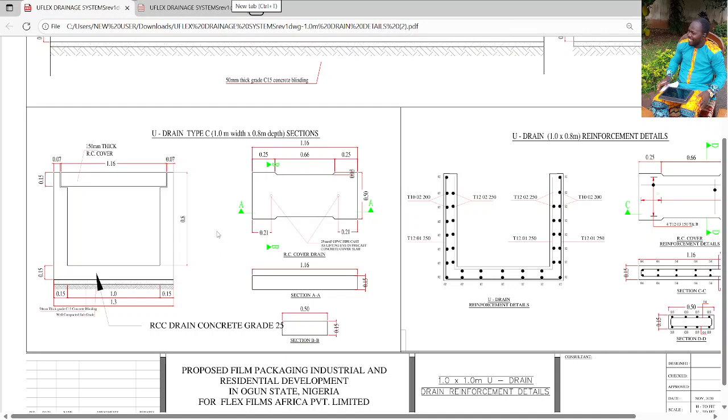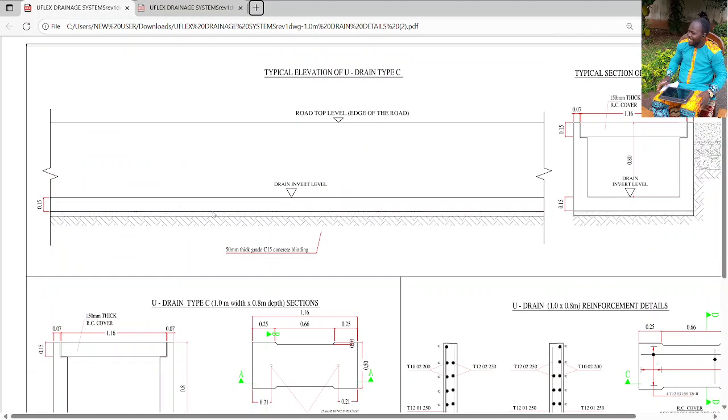Now in this tutorial I'll be putting us through how to measure drainage, stormwater drain. Not all drainages are stormwater drainage. It's actually the one you have in your mechanical designs. So basically we'll be looking at stormwater drain, how to measure drainage.